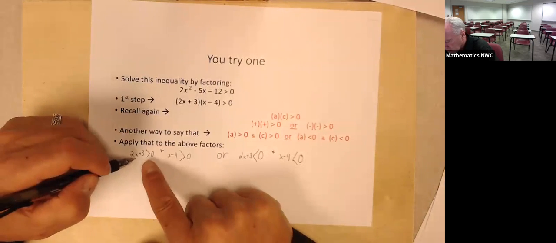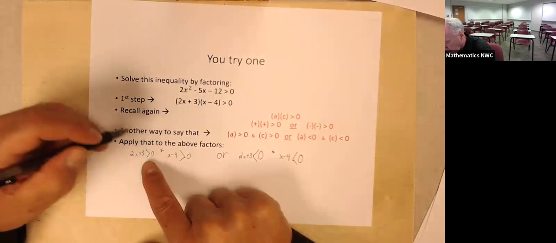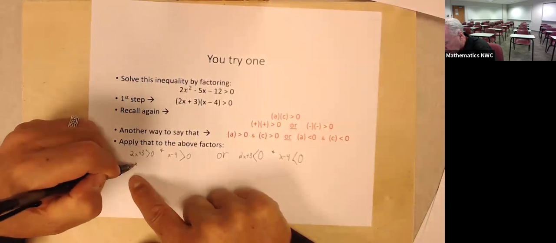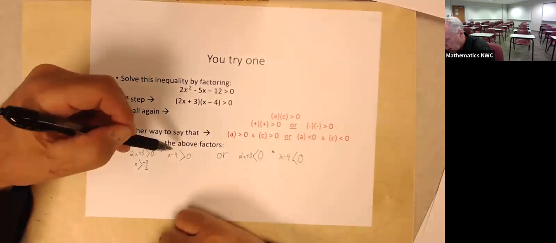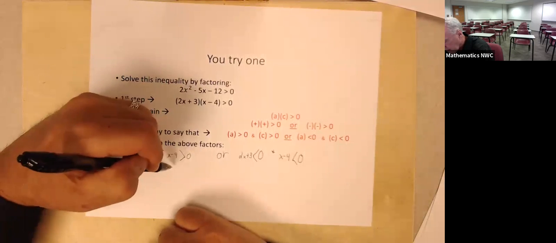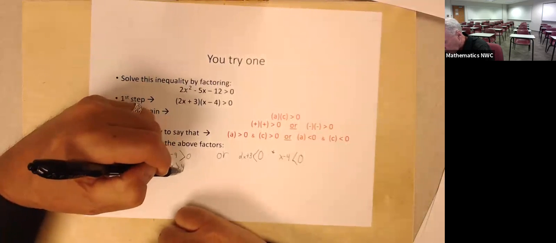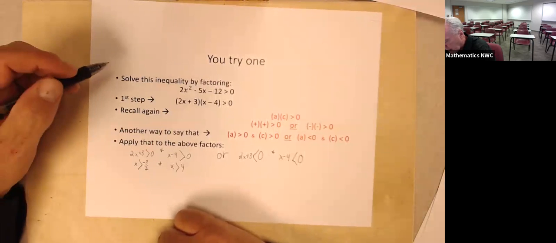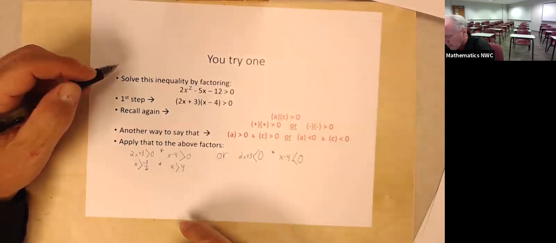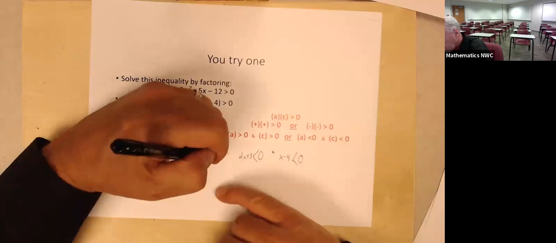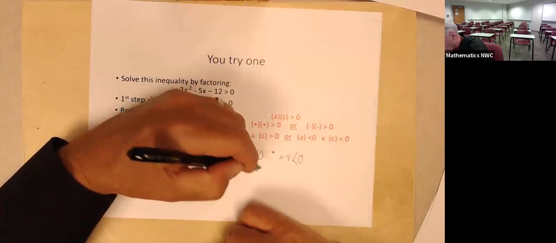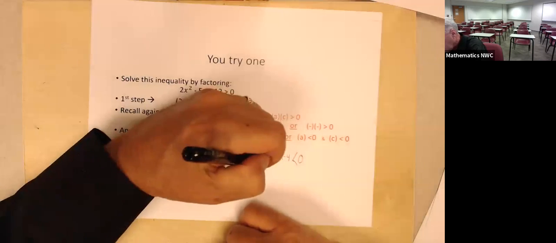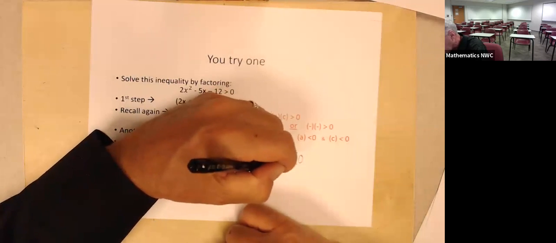Now we just solve for x in each case. Bring the 3 across, it's negative, divide by 2. Here I bring the 4 across, gives me x greater than 4. And I'm using the word and, that means they have to be in both. Or, here x is less than negative 3/2. And at the same time, x is less than 4.